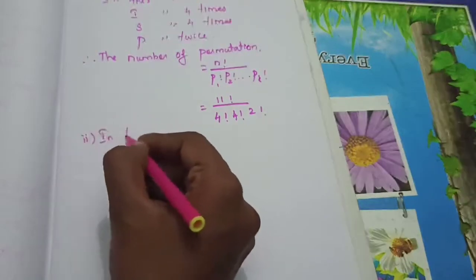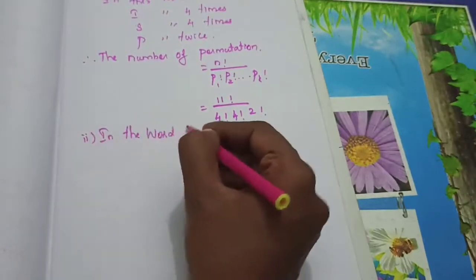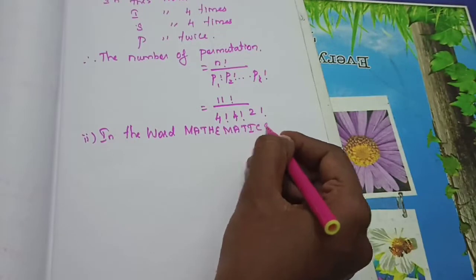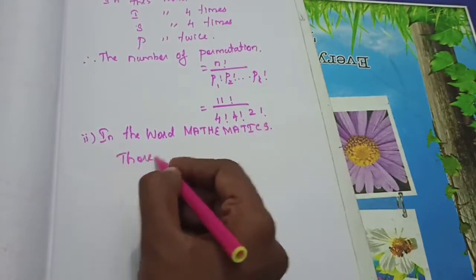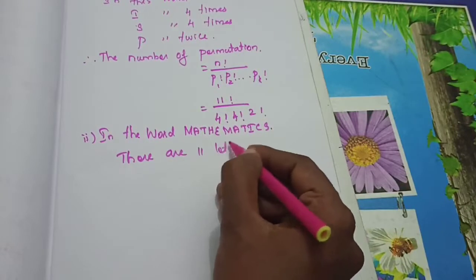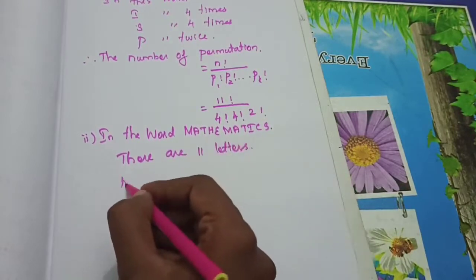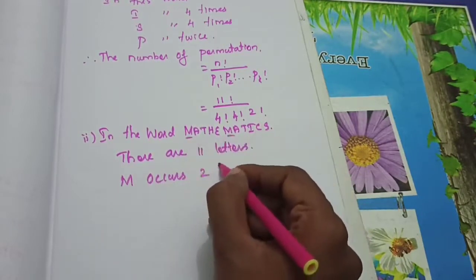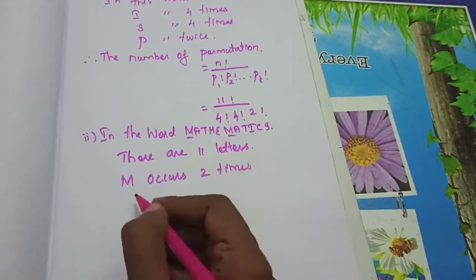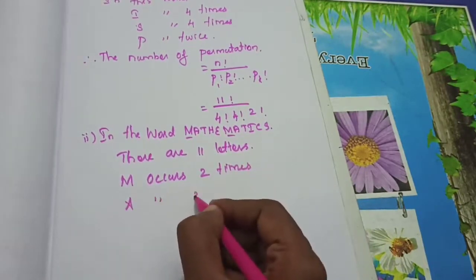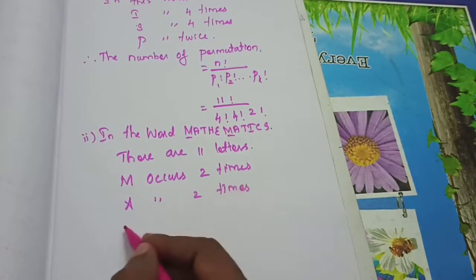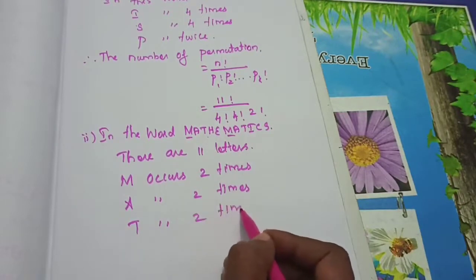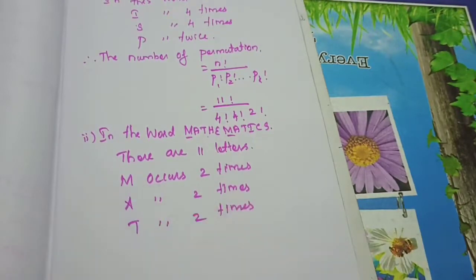Second one, what's the next word? Mathematics. Okay. How many letters are there? There are 11 letters. Okay. M occurs how many times? 1, 2, 2 times. Okay. Next, A occurs how many times? 2 times. Then T occurs how many times? 1, 2 times. Okay. So the letters occurring 1 time, we can leave that.